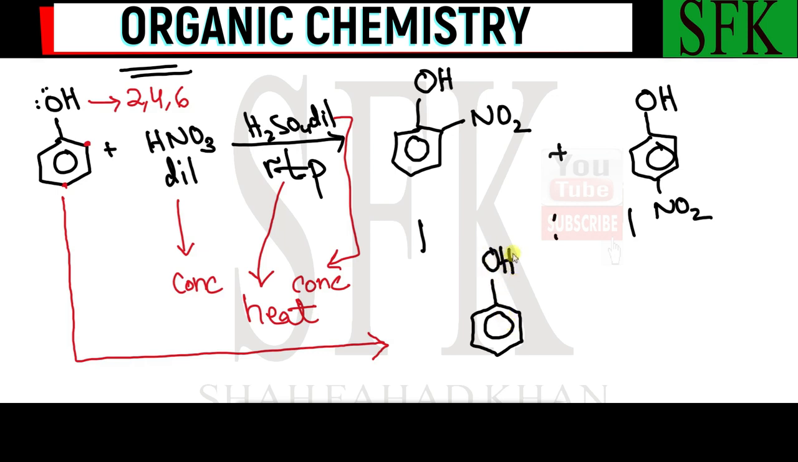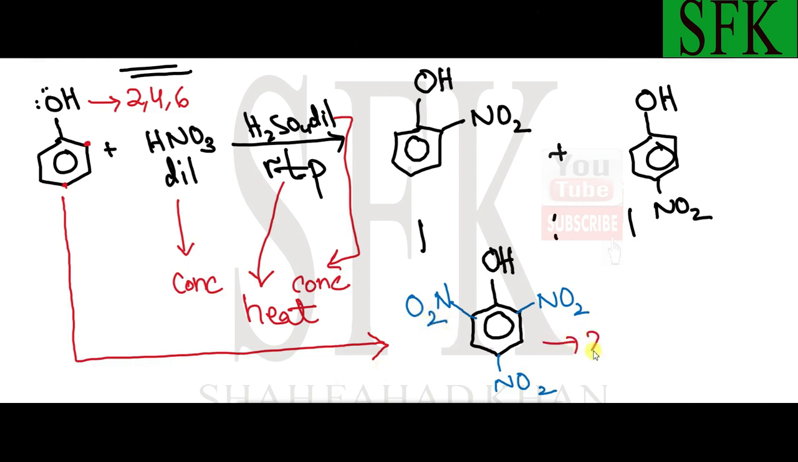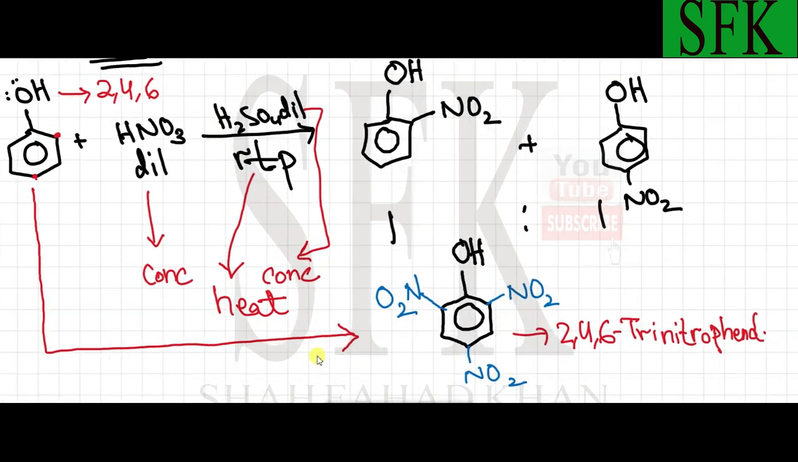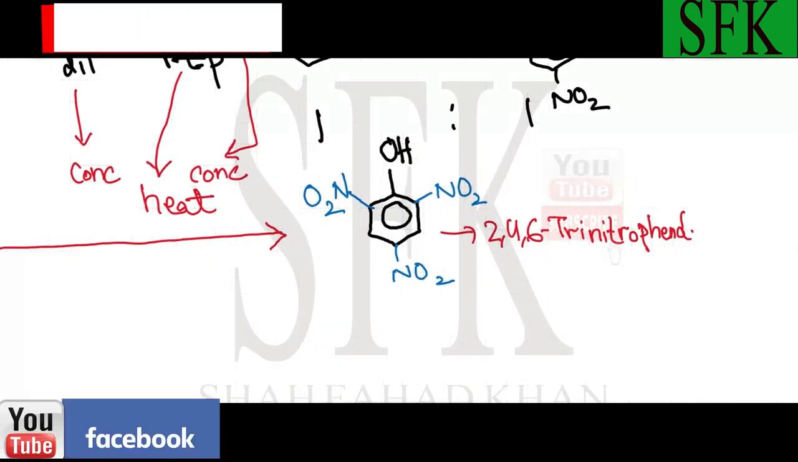It is basically a nitrated compound at the second carbon, at the fourth carbon, and at the sixth carbon. If we name it, the name is 2,4,6-trinitrophenol. Okay, let me tell you guys a bit about this compound.